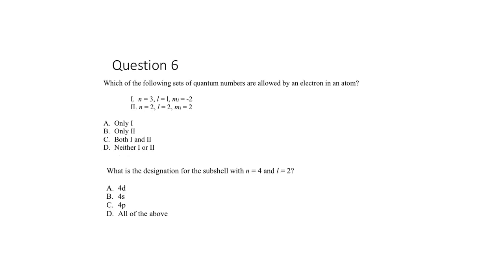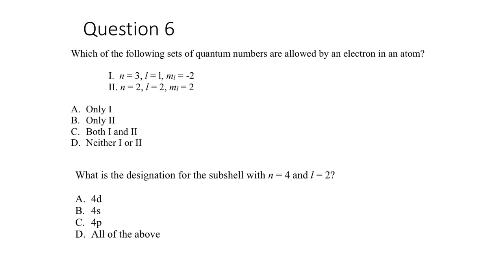Moving on to question 6. Which of the following sets of quantum numbers are allowed for an electron in an atom? And so let's talk about our quantum numbers real quick.